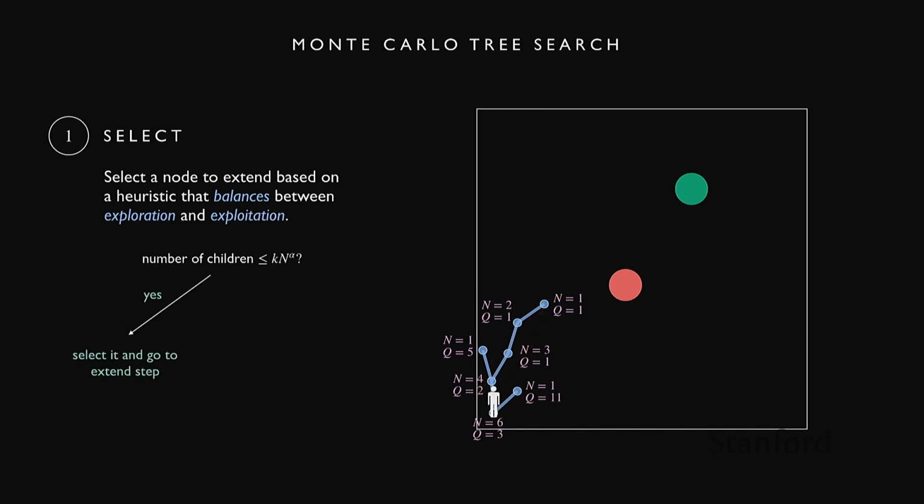If the number of children is less than this number, that means we want more children for this node. So we say yes, and we select it and move to the extend step. If not, we move to the child node that minimizes this. I'm going to get into what's going on here in a second, but just know that if yes, we extend it and go over to the extend step. If no, we start traversing the tree.